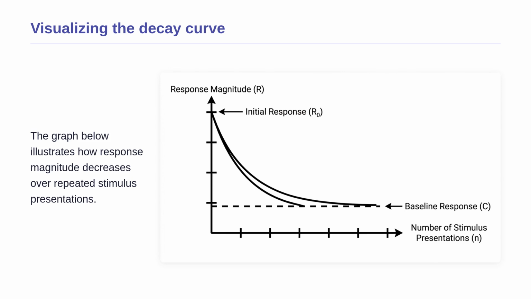Notice how the solid curve starts high up at the initial response, R0. As the harmless stimulus is repeated, the curve drops sharply, showing rapid learning. Eventually, the curve flattens out and runs parallel to the horizontal dashed line. This dashed line represents the baseline response, C. The animal's reaction will never drop below this minimal residual level, no matter how many times the stimulus is presented.